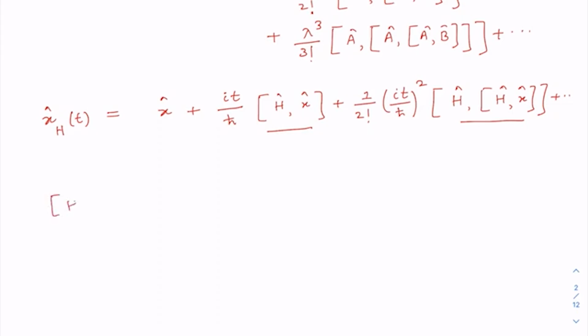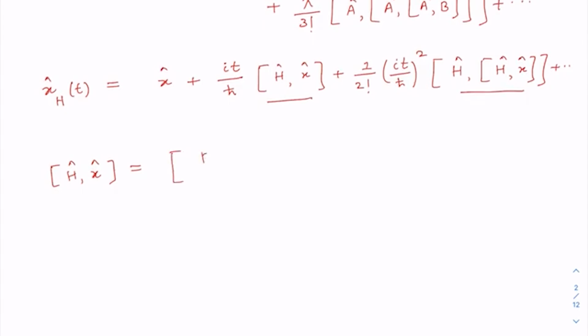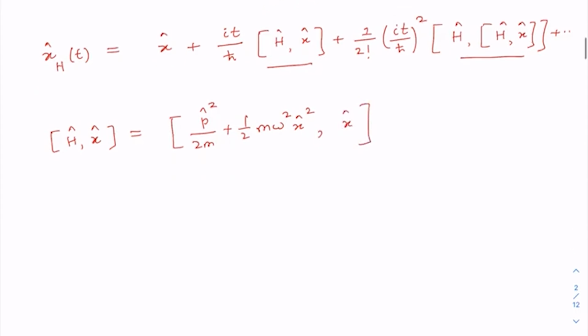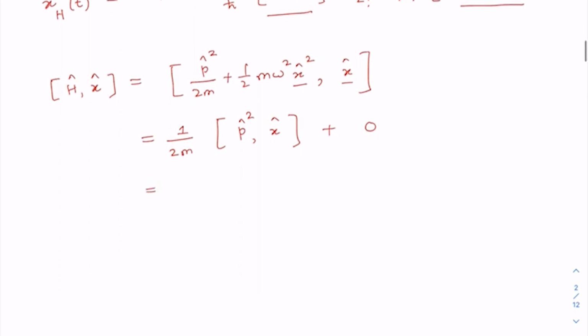So if I work out this commutation, H x, let me write it: the Hamiltonian is p square by twice m plus half m omega square x square, and here I have the x operator. This will give me 1 by 2m, p square x. Now because x square commutes with x, the commutation relation for the other term will give me simply 0. Now this one I can write as 1 by 2m.